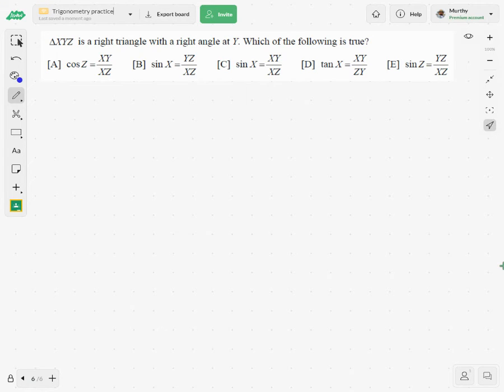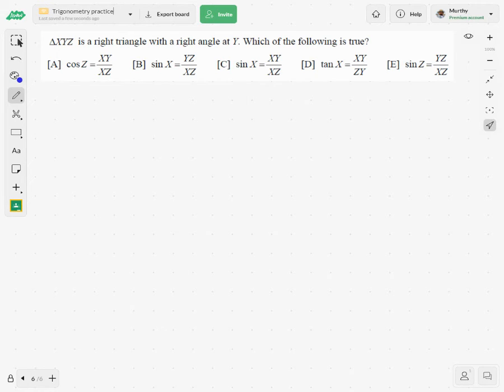Let me take one more question. Here, triangle XYZ is a right triangle with a right angle at Y. Which of the following is true? Cos Z equals XY over XZ, sin X equals YZ over XZ, and so on.